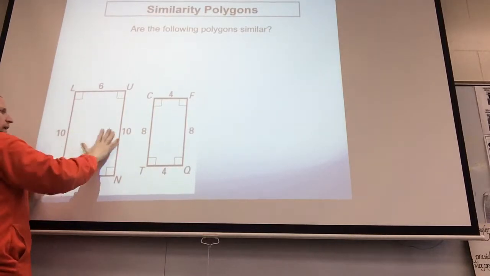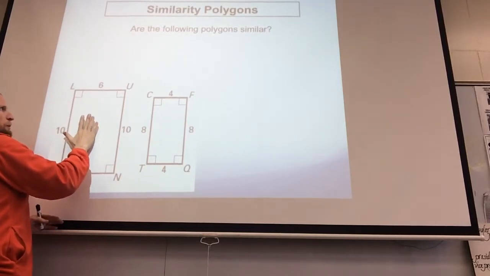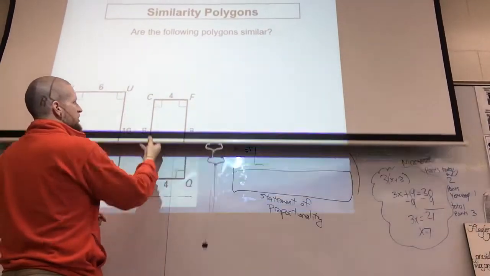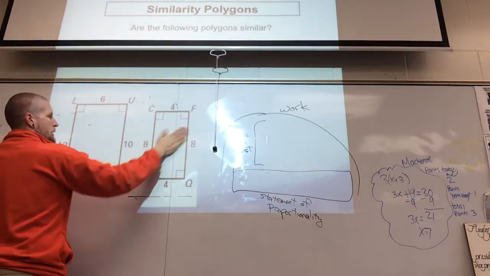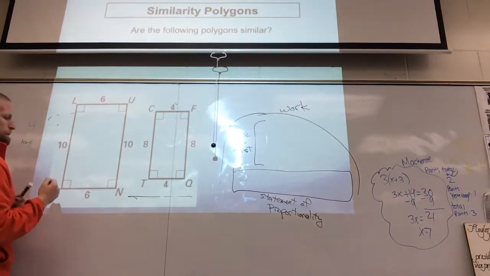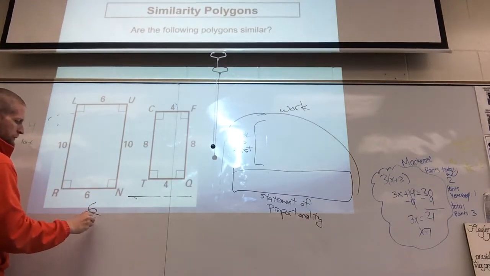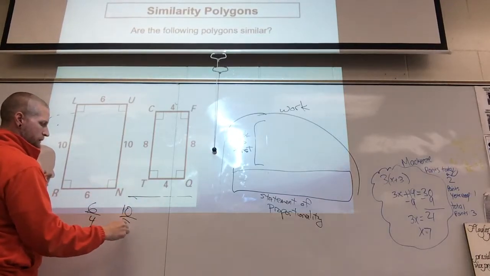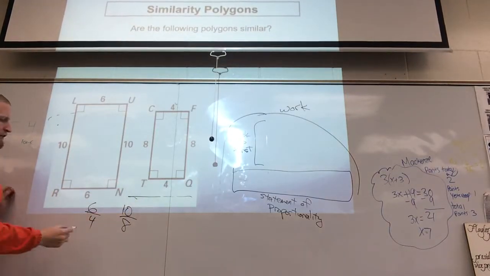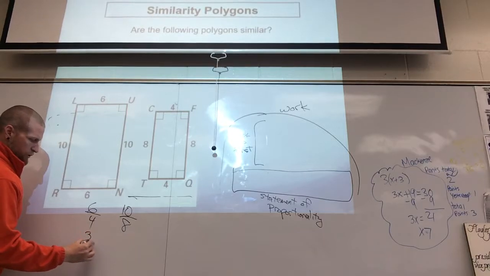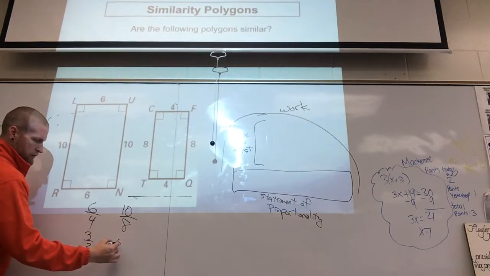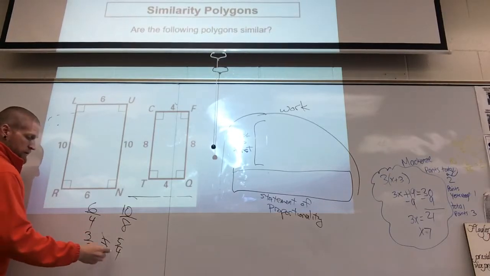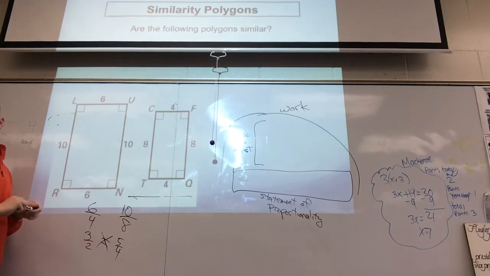So in this one on the left, what's the smallest side? 6. What's the smallest side there? 4. So if I saw that, I would write out 6 over 4. What's the biggest side here? 10. It's the biggest side over there. 8. Okay. Reduce them. 3 over 2. Is that reduced to 3 over 2? Yep. What's 5 over 4 reduced to? Are those equal? No. Not similar. Okay?